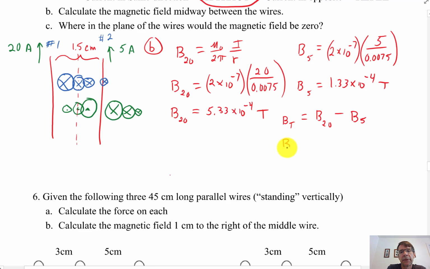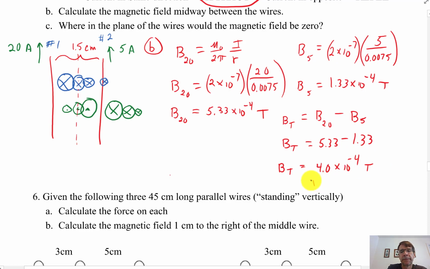So I can symbolize that, and B20 is 5.33 times 10 to the negative 4th. I'll put it back in there, minus 1.33. I can subtract those two, they have the same exponent. So the final answer, the B total at that location, is 4.00 times 10 to the negative 4th Teslas. And I need a direction on that.